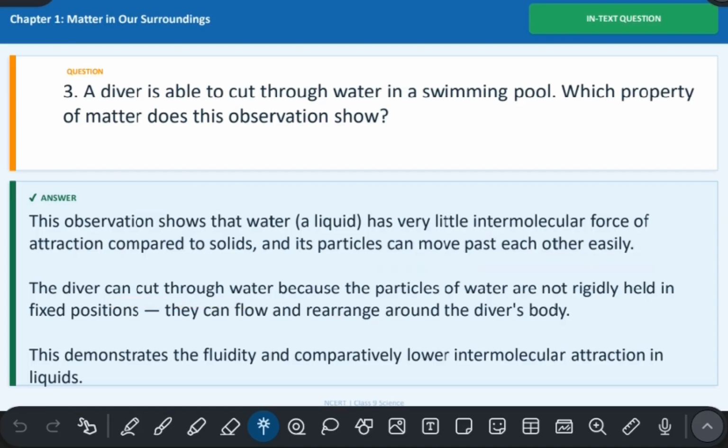This is because the particles of water are not rigidly held in fixed position. This demonstrates the fluidity and comparatively lower intermolecular attraction in liquids.